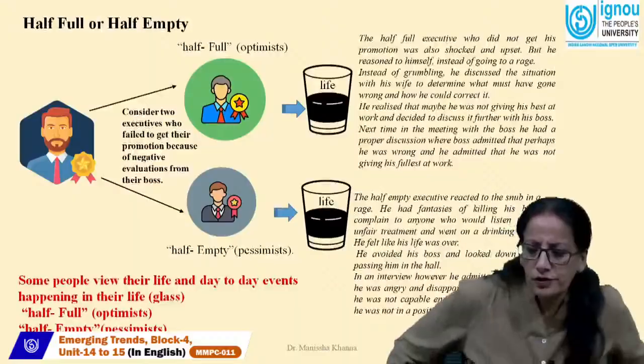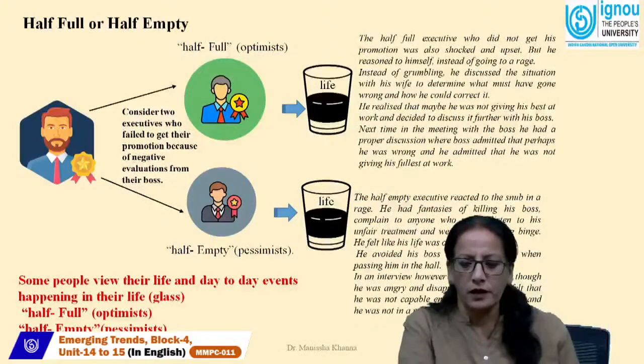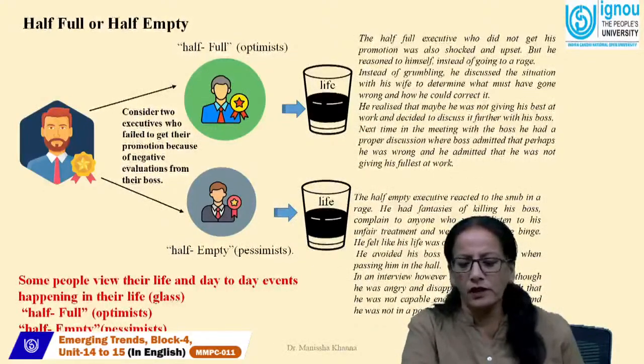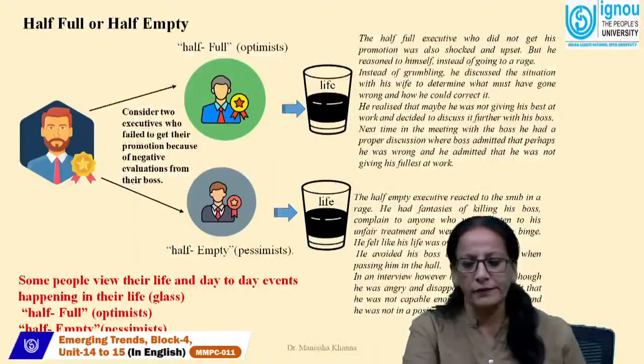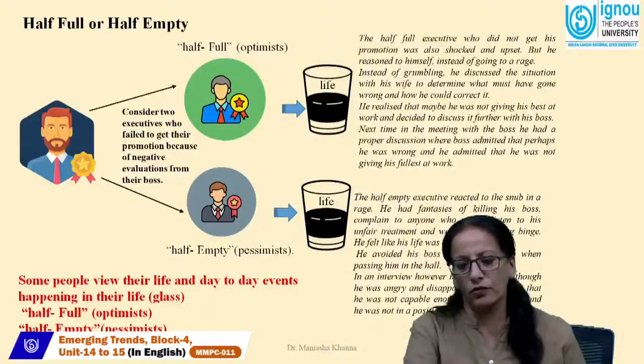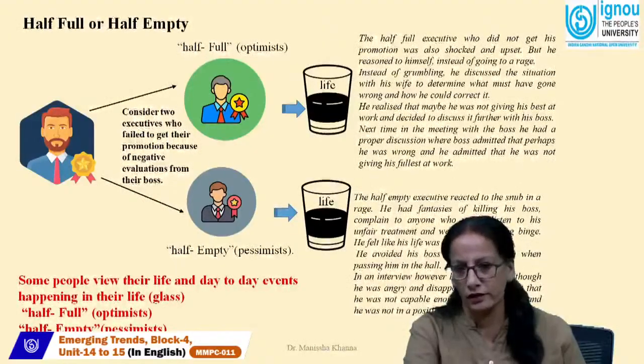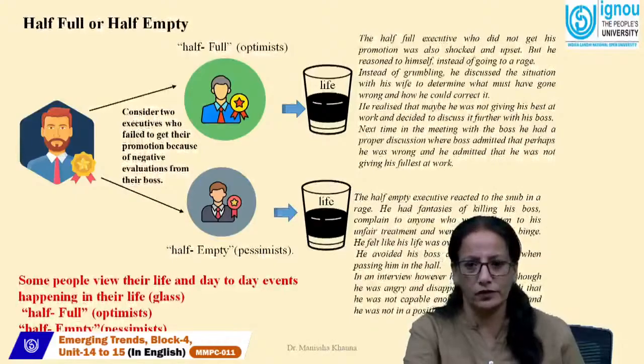Now, the half full executive, who did not get his promotion, was also shocked and upset, and then he reasoned with himself. Instead of going into a rage, grumbling or complaining, he discussed the situation with his wife to determine what must have gone wrong, so that he could correct it in the near future. After self-evaluation, he realized that he was not giving his best.